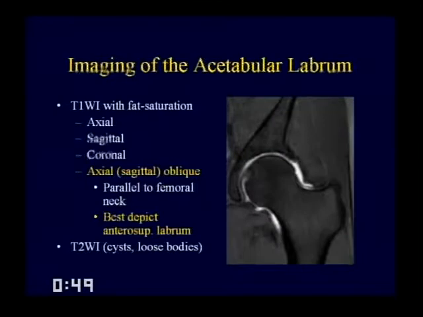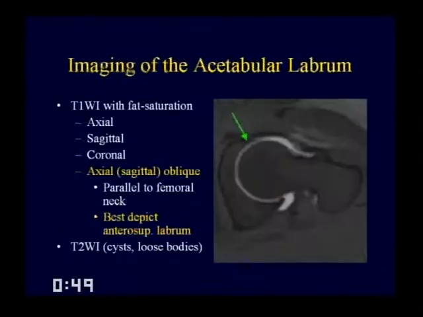I recommend getting T1 weighted images with fat saturation in the axial, sagittal, and coronal planes. And importantly, I get one in what I call the axial, sagittal, oblique plane. This is parallel to the femoral neck. I feel this is a great plane to look at the anterior superior labrum where most tears occur. I also get T2 weighted images to look for cysts and loose bodies. Here's an example of that plane parallel to the femoral neck, and a look at the anterior superior labrum right there.